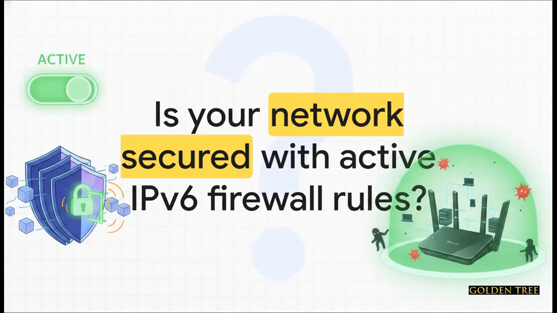Is your network fully secured? Ensure your IPv6 firewall rules are active to protect your local servers. Always verify that the status toggle for any newly created firewall rule is set to active. This ensures your specific port forwarding is functional while the rest of your local IPv6 subnet remains locked down against external traffic.